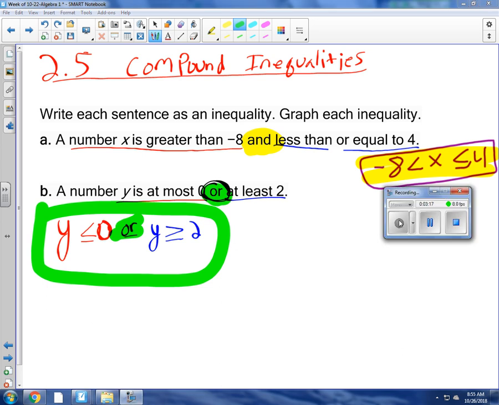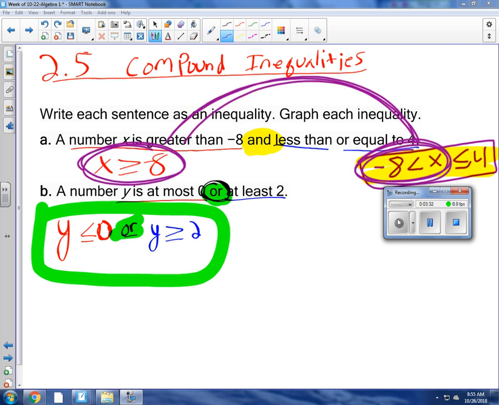So just to clarify that one more time as we've done these, whenever you see an or when you're writing an inequality, you write it as two separate inequalities. And every time you see an and, you have to do extra work to make it into that purple and yellow sandwich there.